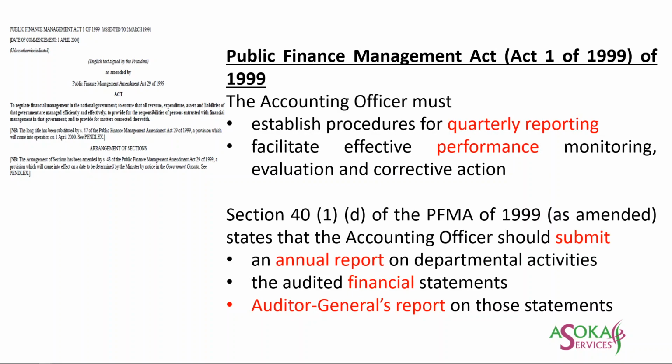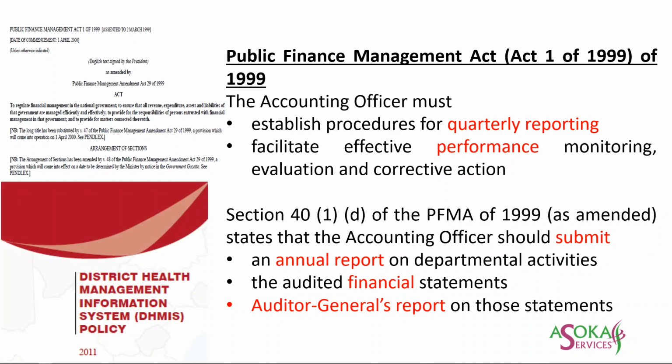The PFMA, as we have said before, tells us that we need to report on a quarterly basis on performance, to monitor what we are doing with the funds or assets that have been seconded to the department, and also evaluate the performance and monitor if we are in line with the set targets. If not, then we are liable. The accounting officer in each establishment is liable to put corrective measures in place.